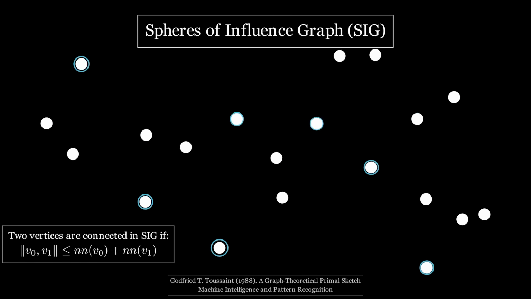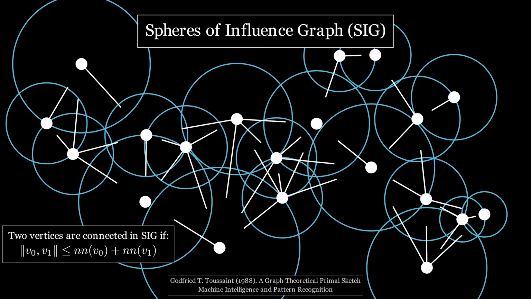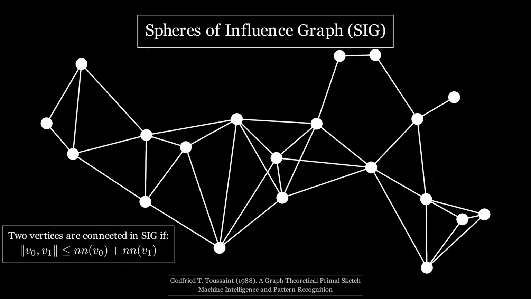Visually, this can be interpreted as centering a sphere at each point and growing it until it touches the nearest vertex. Then, we connect all points whose spheres intersect. In other words, SIG encodes local density without a fixed parameter. We investigated the properties of this graph and its extensions in various contexts: curve reconstruction, clustering, and data analysis.